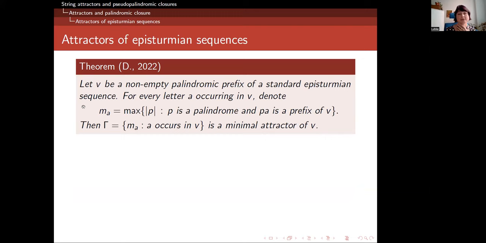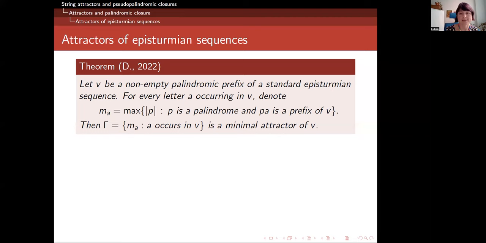So I have the following theorem for first non-empty palindromic prefixes of standard episturmian sequences. So let V be such a prefix, a palindromic prefix, a non-empty one. Then for each letter, I find the longest palindromic prefix of V, which is followed by this letter. And then I claim that the attractor of minimum size is formed by the lengths of such palindromic prefixes. And yes, it is an attractor of minimum size, because its size corresponds to the number of letters in V.